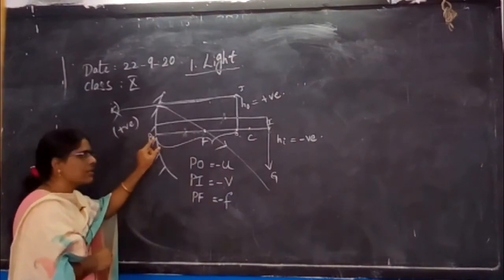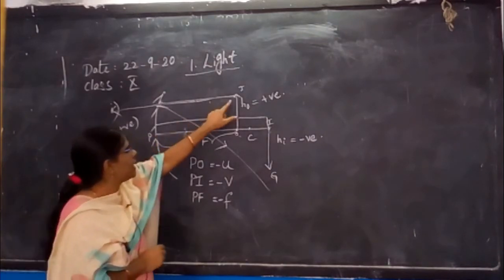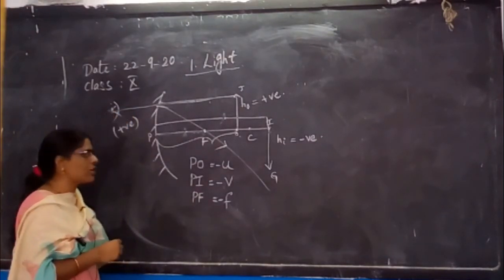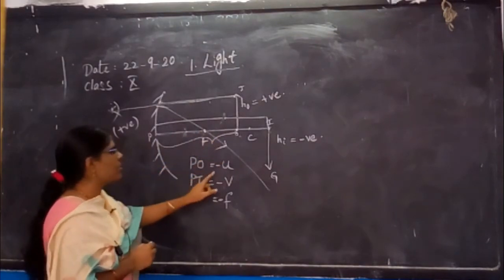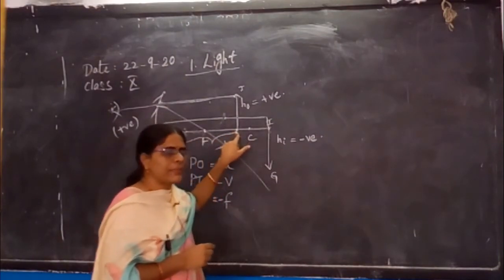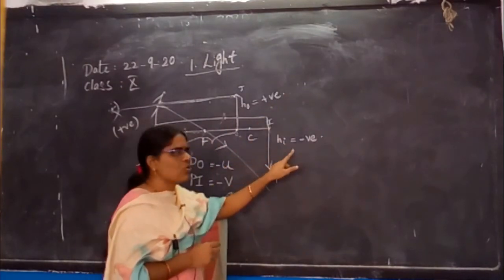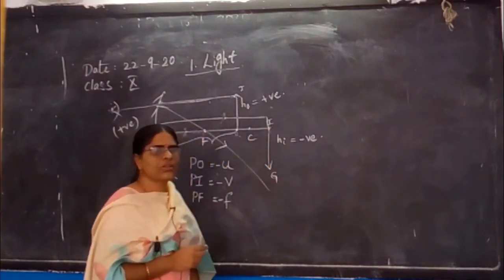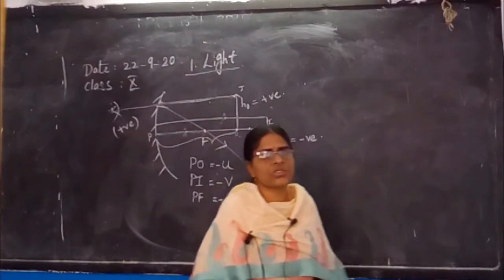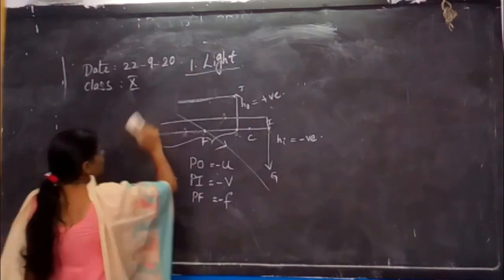First rule is distances must be measured from the pole. In the direction of the incident ray, all the distances must be taken as positive. In the opposite direction must be taken as negative. Height of the object or image, when it is upwards, we must take it as positive. When it is downwards, we must take it as negative. Like this, we need to apply the rules in order to solve the ray diagrams as well as the problems.